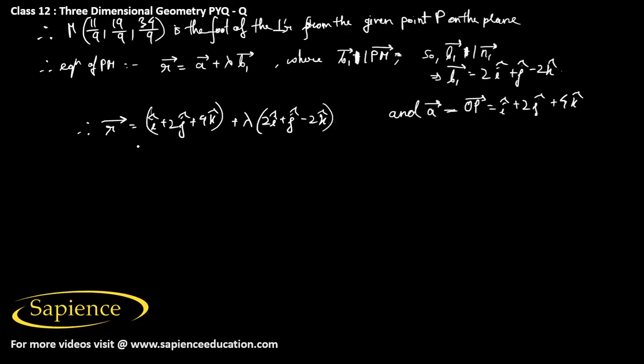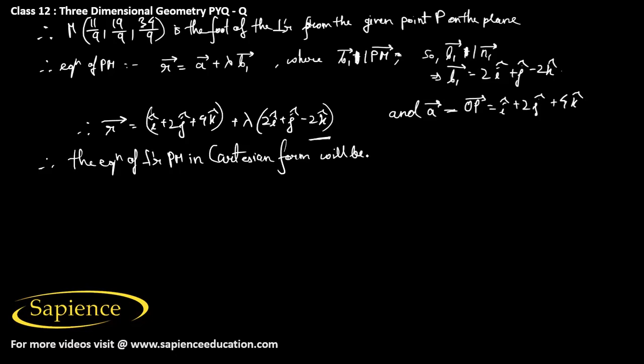We can also write the equation of the perpendicular PM in the Cartesian form. Now, this is the required vector form of the equation of the perpendicular PM. So the equation of the perpendicular PM in the Cartesian form will be x minus 1 by 2 equals y minus 2 by 1 equals z minus 4 by minus 2.